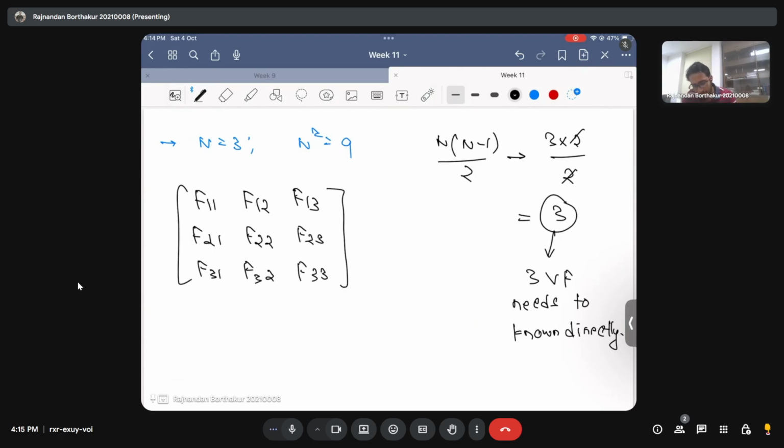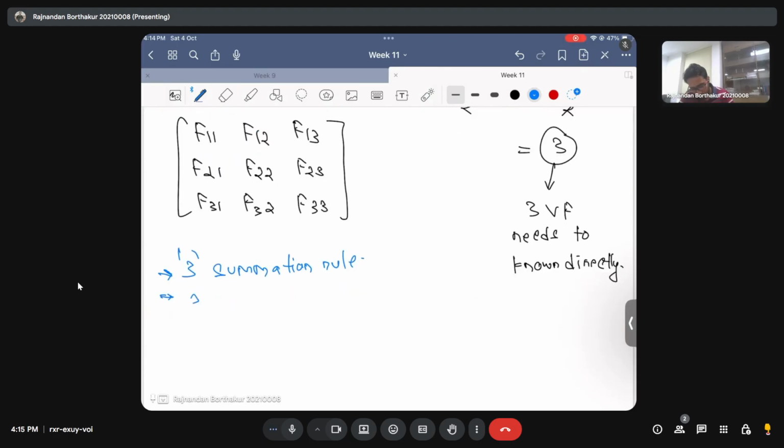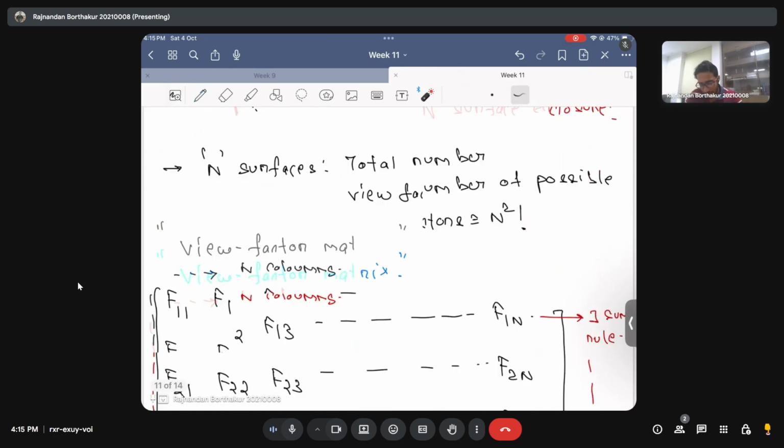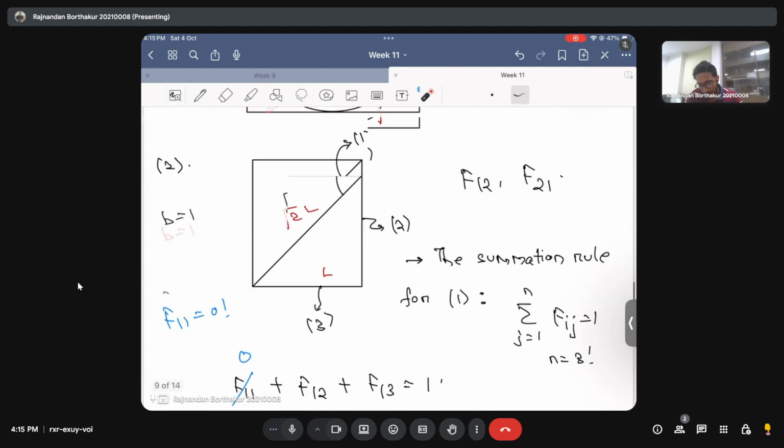And that's obvious, right? Because if n is equal to 3, you will precisely have 3 summation rules, and you will precisely have 3 reciprocity relations. Which means 6 view factors are obtained out of 9, and which means you need 3 view factors which you precisely need to know directly. And typically you can verify this from this exercise that we did here.